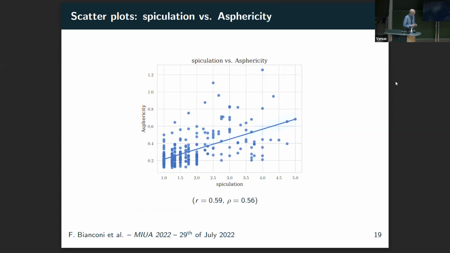Last one, about spiculation and asphericity. Again, a positive trend, but significant dispersion of the data.